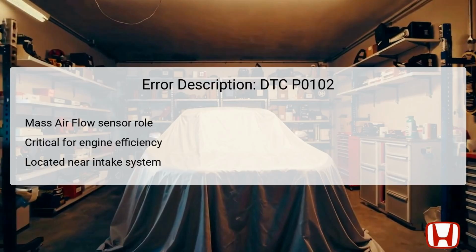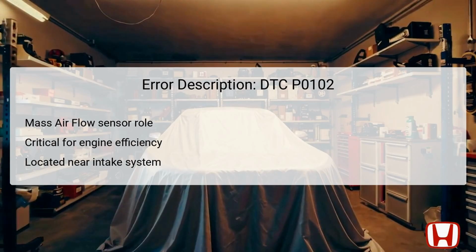The MAF sensor is an integral component that measures the amount of airflow entering the engine, which helps regulate fuel delivery for efficient combustion. Specifically, it converts airflow into a voltage signal sent to the PCM for processing. The MAF sensor is typically located in the air intake duct, just after the air filter and before the throttle body, making it vulnerable to dirt and debris.